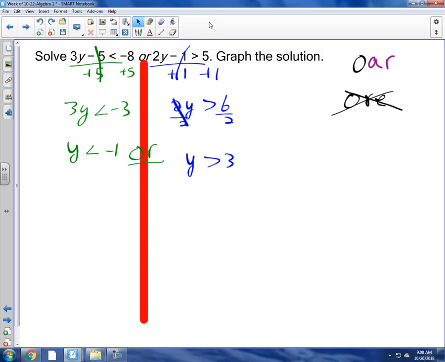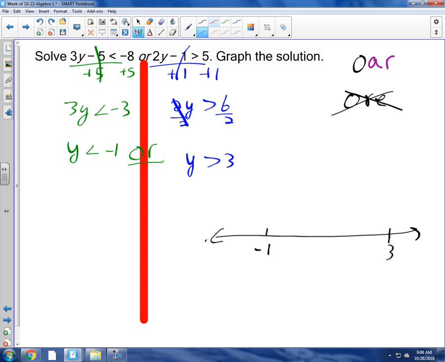So here's what I want you to see. The number line goes, and we have -1, and we have +3, 2, 1, 0, I guess. Okay? We want to be at -1, and we want to be open at -1, and we want to be going less or greater. Do we want to be going less or greater?